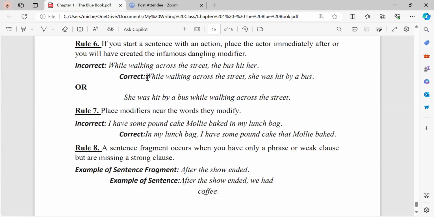While walking across the street, this is usually kind of like a story type of sentence right here. While this is more straightforward. She was hit by a bus while walking across the street. This is a very straightforward sentence.